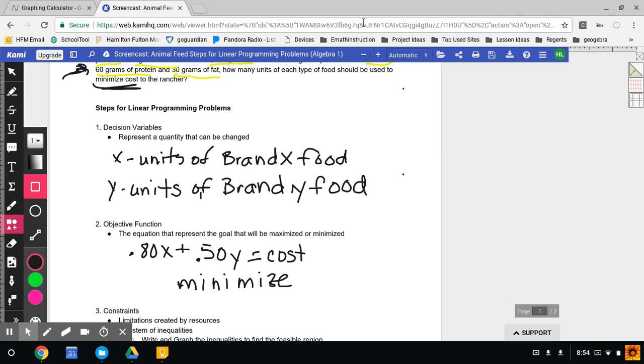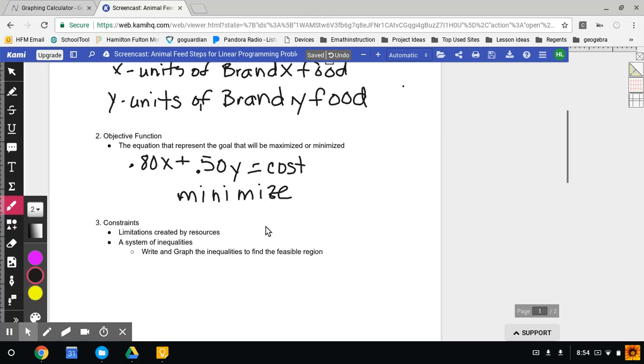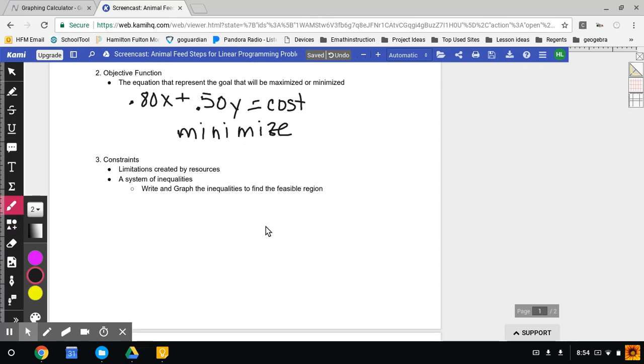you're going to notice that they need 60 grams of protein. So I have to look at each food. And if we need 60 grams of protein, let's write an equation for protein.